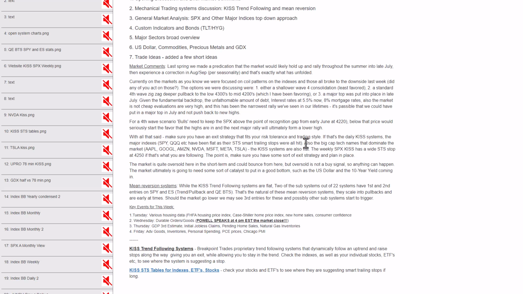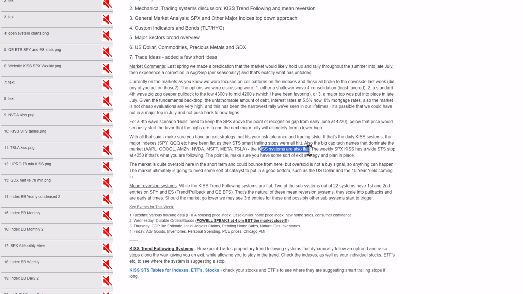But the daily KISS systems for the indexes, they've been flat. SPY, QQQ, etc. Smart trailing stops were hit, and most of the big cap tech stocks that have led the market are also flat, such as Apple and Google, a lot of these, Meta. So, be aware of that. If you're following those, then you would be out in cash.